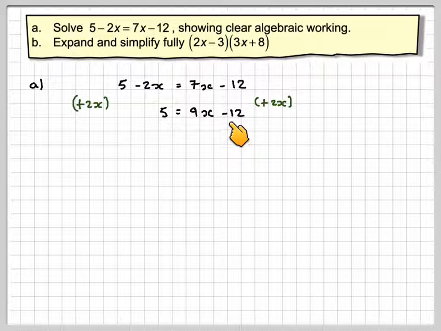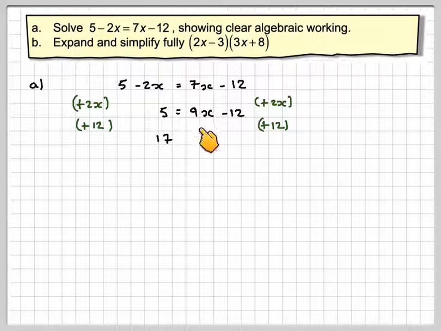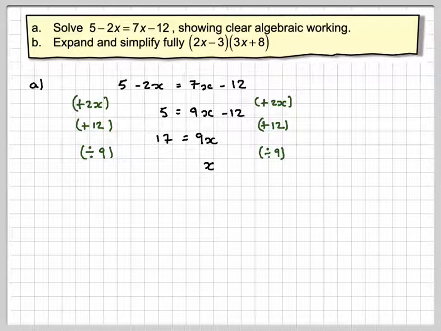And then we look at the number here. The opposite of subtracting 12 is to add 12 to both sides. So 5 plus 12 will give me 17. 9x minus 12 plus 12 will just give me 9x. So then we need to divide by 9 on both sides. That's just going to give that x is going to be equal to 17 over 9.